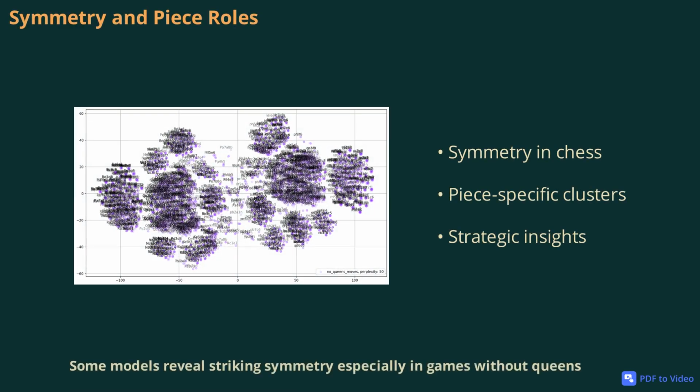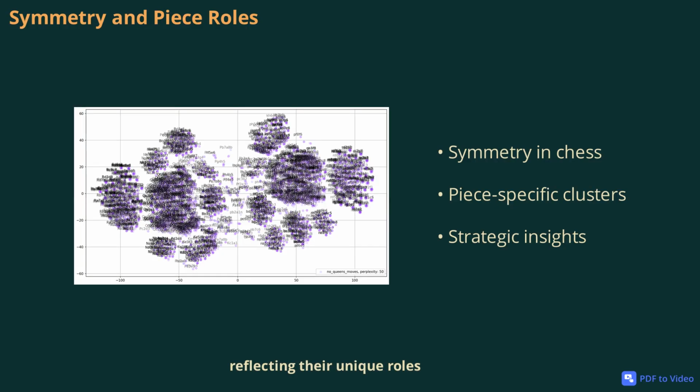Some models reveal striking symmetry, especially in games without queens. Moves by black and white mirror each other, highlighting the balanced nature of chess. In other cases, moves by different pieces like bishops on different colored squares form separate clusters, reflecting their unique roles. These insights show how the model captures not just the sequence of moves, but also deeper strategic elements of the game.